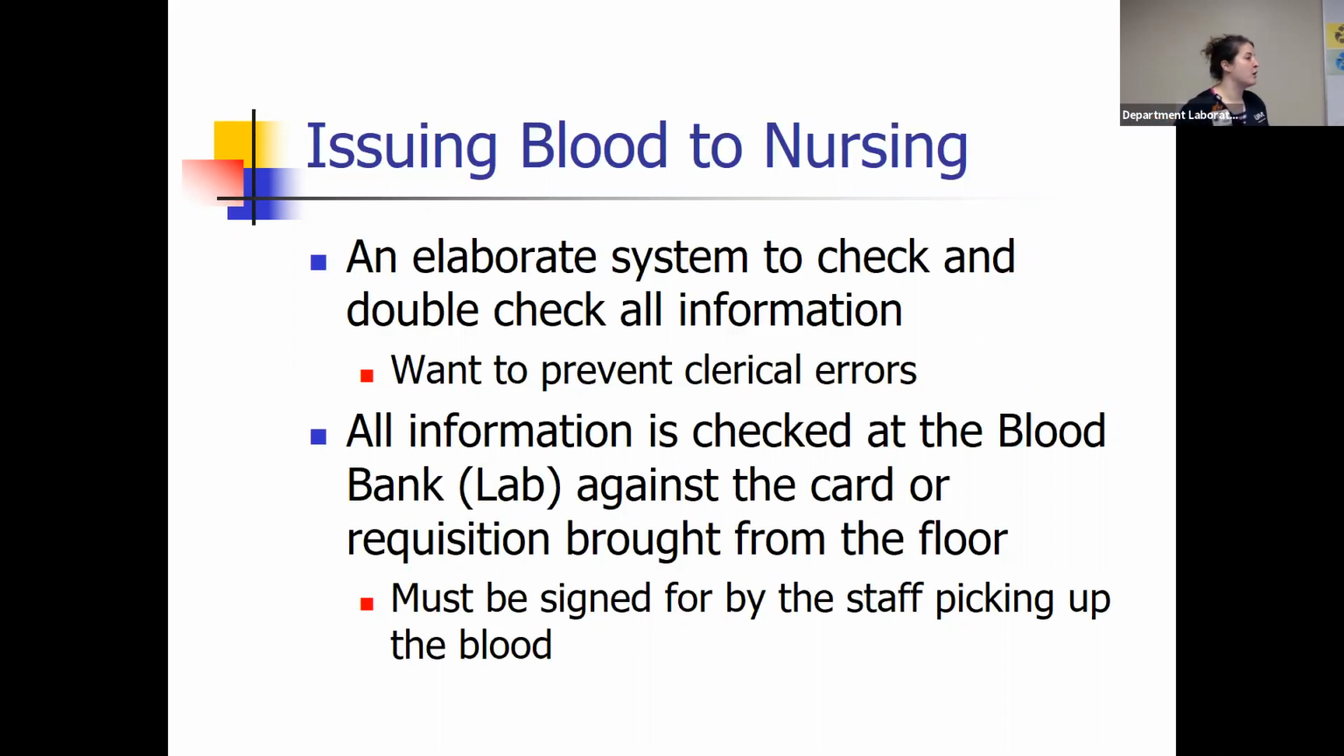Does anybody know what the number one error in blood bank is? Clerical error, all right? So that's why we have these double check systems in place, is to reduce the amount of clerical errors, all right?